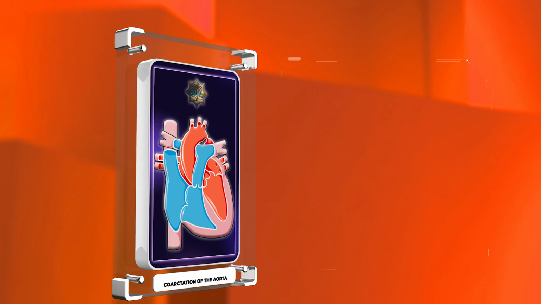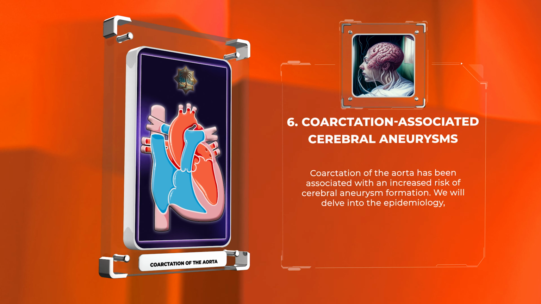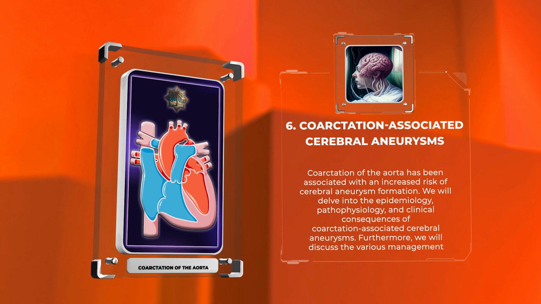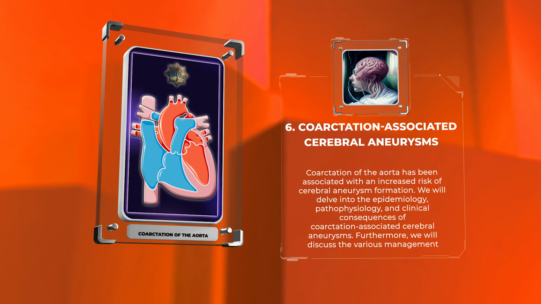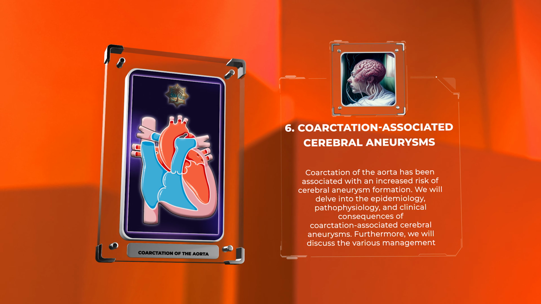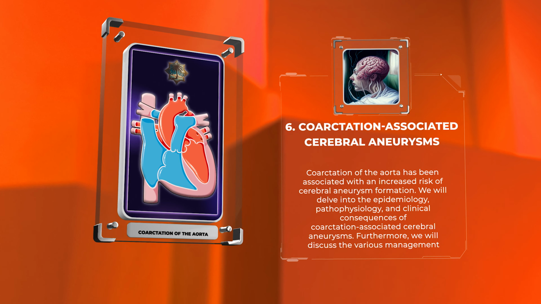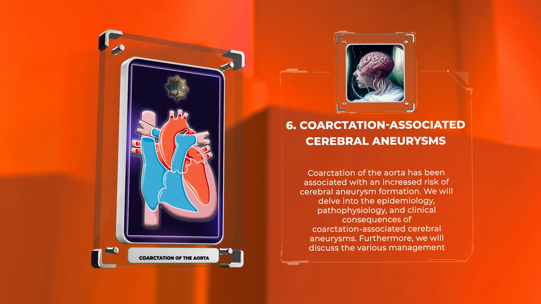Coarctation of the aorta has been associated with an increased risk of cerebral aneurysm formation. We will delve into the epidemiology, pathophysiology, and clinical consequences of coarctation-associated cerebral aneurysms. Furthermore, we will discuss the various management strategies available to mitigate the risk of rupture and optimize patient outcomes.